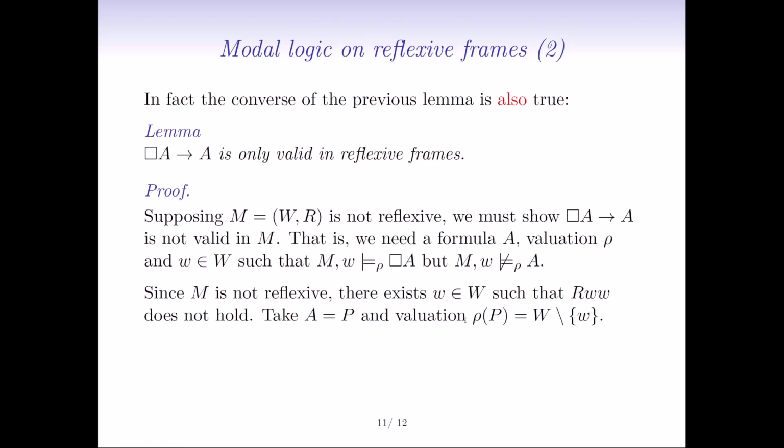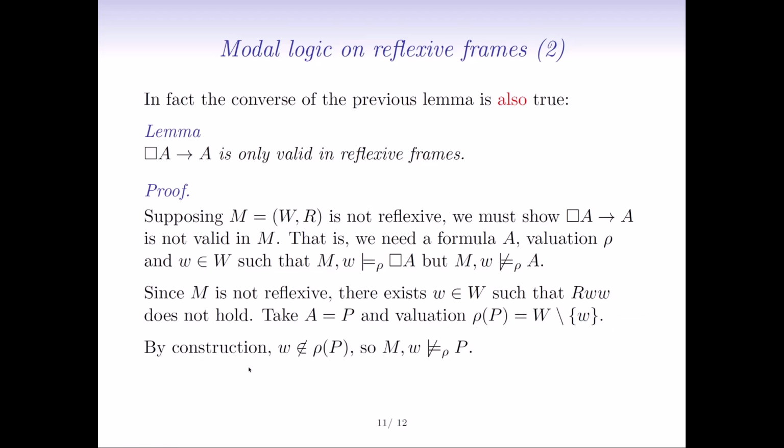So I need to take a valuation for this proposition. I'm free to choose it, and I'm going to take it to be the set of all worlds in the frame except for this little w. Little w is the world that's not accessible from itself. So P is true everywhere in the frame except at the world little w.